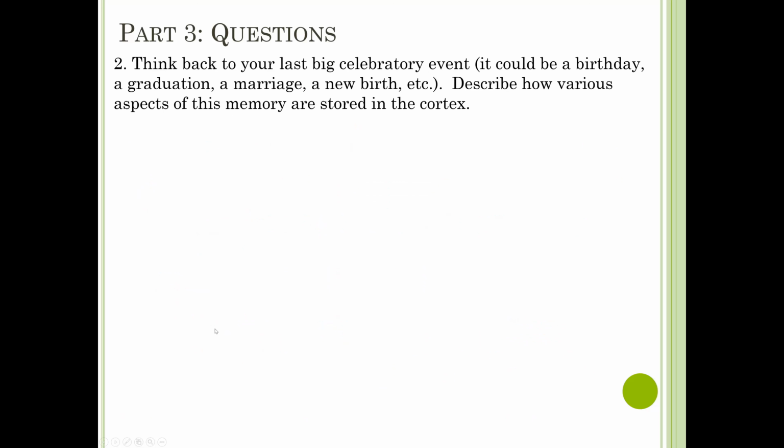Number 2, think back to your last big celebratory event. It could be a birthday, a graduation, a marriage, a new birth, etc. Describe how various aspects of this memory are stored in the cortex. So there's a lot of possible answers to this question. You could have had many different answers. I'm going to use a birthday party as an example so you can see the kind of answers I was looking for.